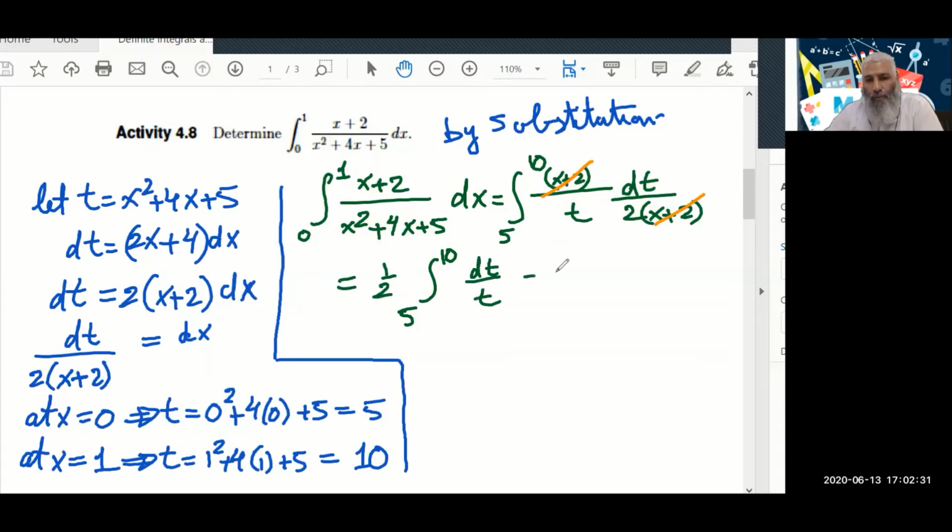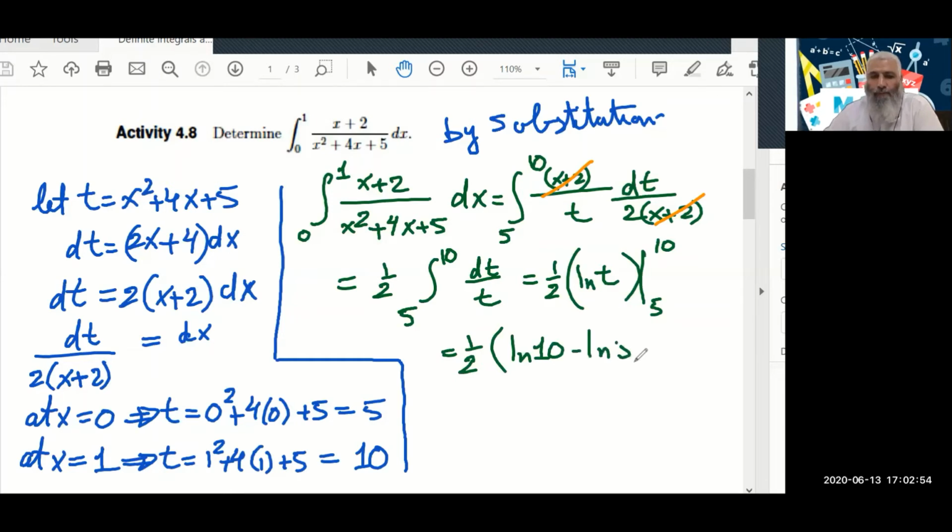So this is 1 over 2, the integral of dt over t, ln t, from 5 to 10. So this is 1 over 2 times ln 10 minus ln 5. Which equals x squared plus 4x plus 5? No. 1 over 2 times ln 10 minus ln 5, which is 1 over 2 ln of 10 divided by 5.